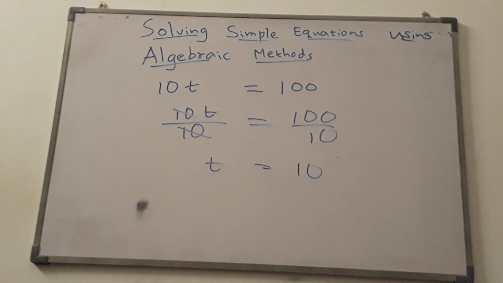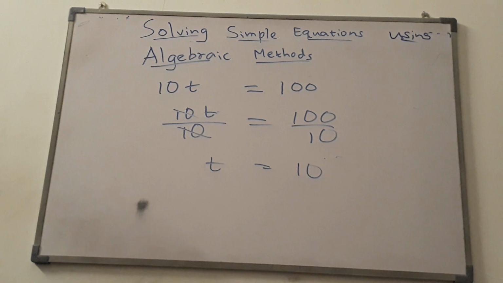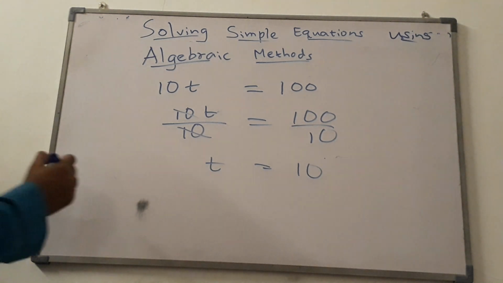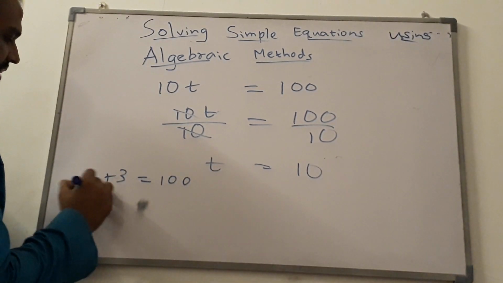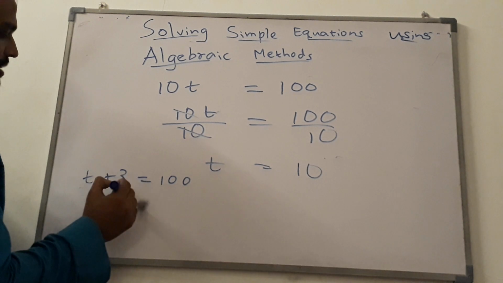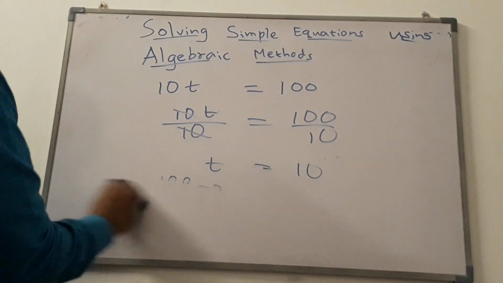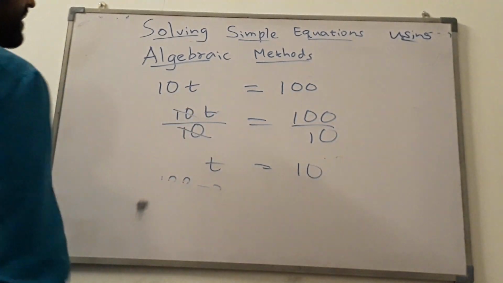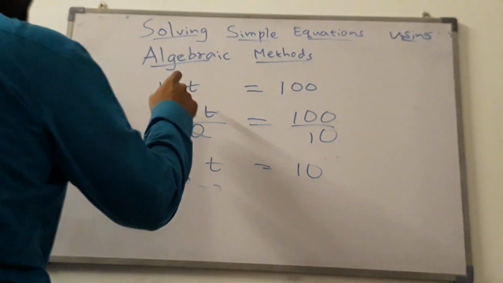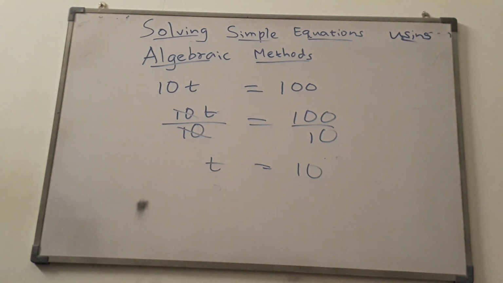Okay, don't forget, we only divide if there is a number in front of the algebraic term. If it is something like t plus 3 equals 100, we can't divide this by 3. What we have to do is remove 3, so we subtract 3 from both sides. But here in front of t there is 10. That is why we divide by 10, and do the same thing to the right hand side. Hence it is t equals 10.